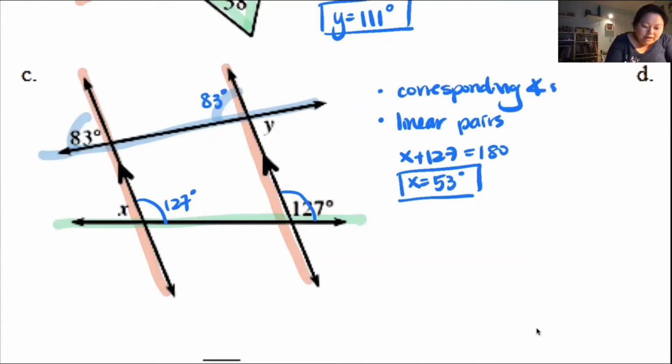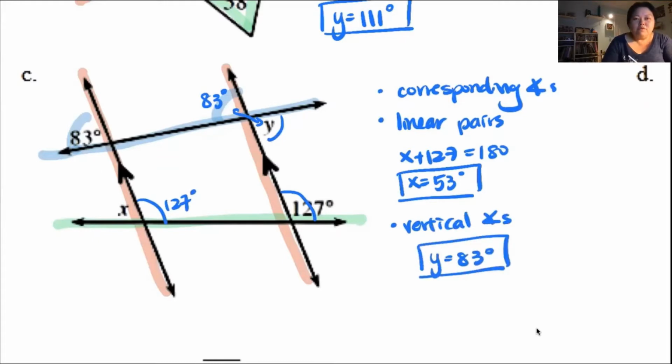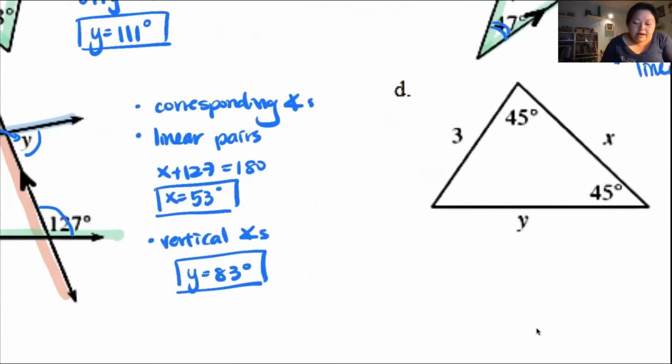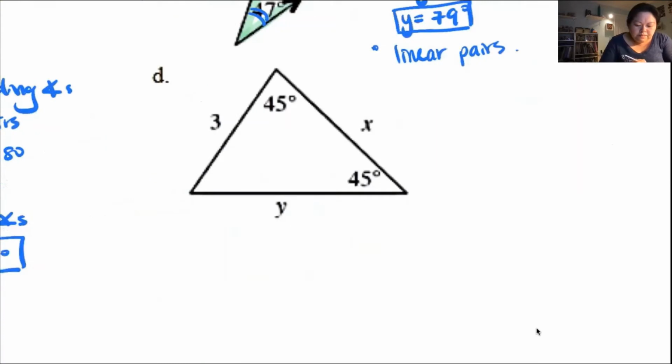And then if you see 83 and y, these are vertical angles. They're across from each other. So I need to use vertical angles to figure out that y is also 83 degrees. Okay, beautiful. Remember, these are all things we learned last semester, so we're using all those tools again. Okay? All right.